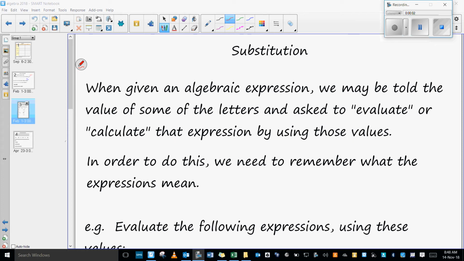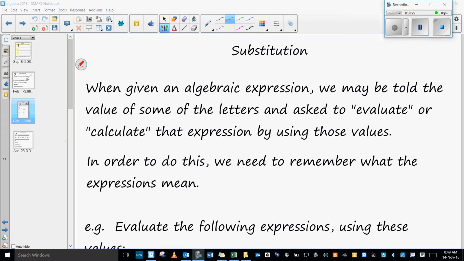This is where we're using letters to represent something else. So if I said, Kaya, choose a number in your head, don't tell me what it is, and add 4 to it. I could then say, Madison, you choose a number and add 4 to it.